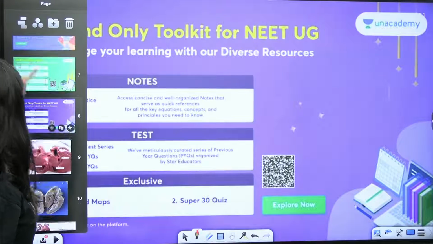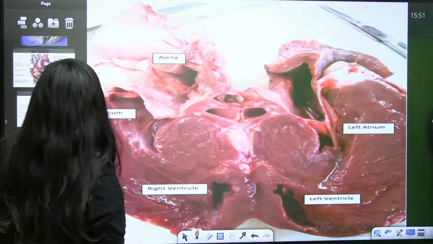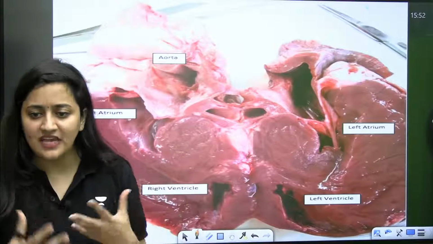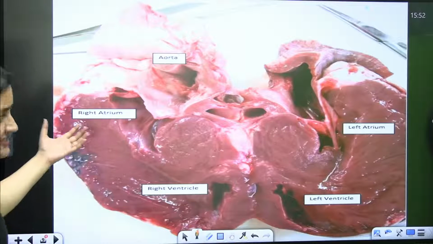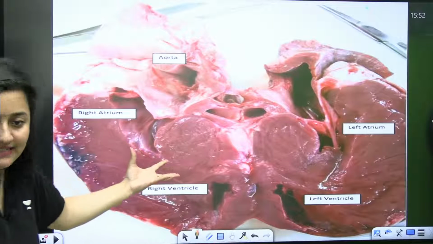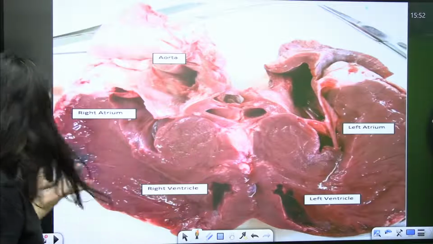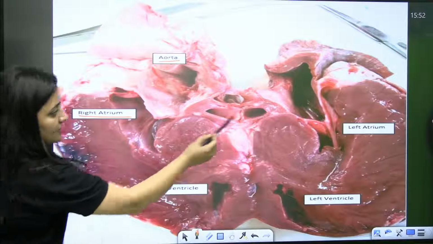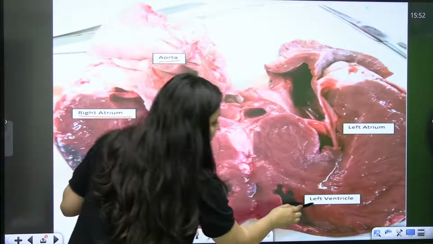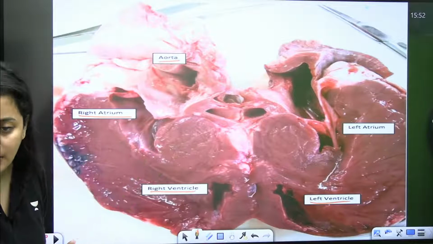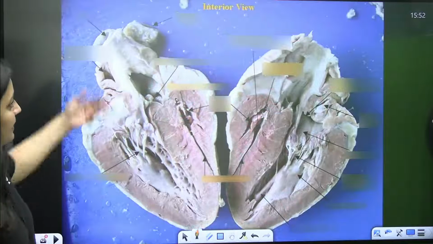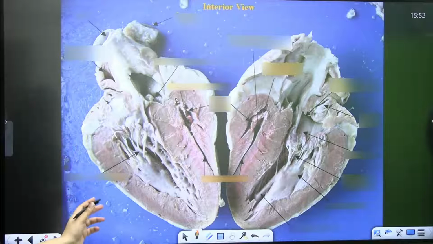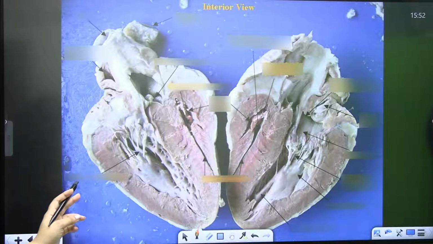Now let's start the discussion, and here you can see the dissected human heart. Let's make this learning interesting. First of all, have a look at this dissected human heart. You can see the aorta here, the blood vessel, the right atrium, the left atrium, the right ventricle, the left ventricle. This is our pumping organ. Yes, it is a dissected human heart. The diagram looks like this.